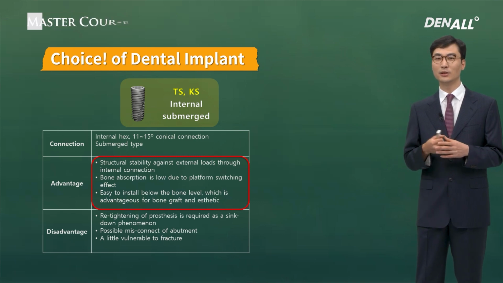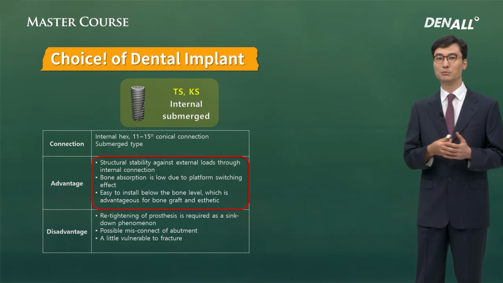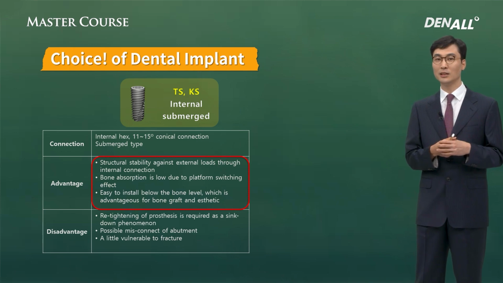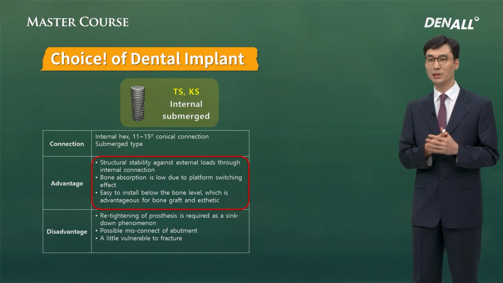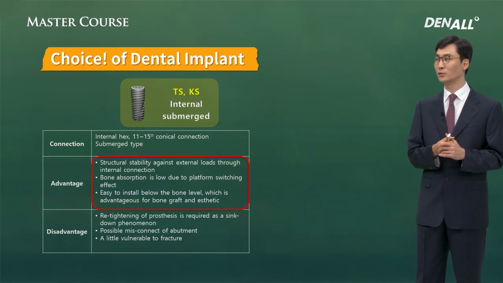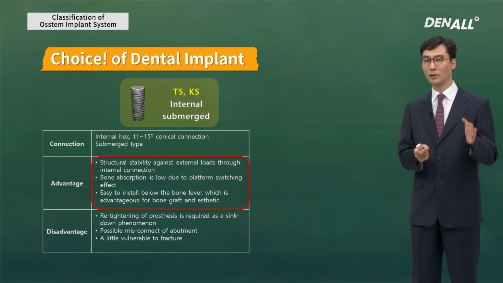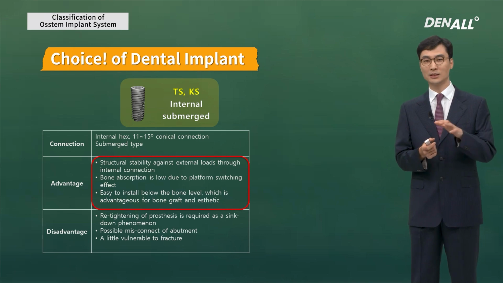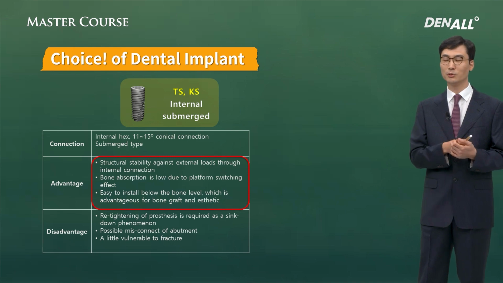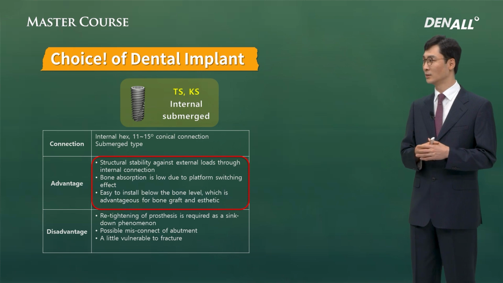KS and TS internal submerged implants. The structural stability against external loads through internal connection, and the bone resorption is low due to the platform switching effect, and it is easy to install below the bone level, which is advantageous. The second surgery can be done simply, even with big GBR in the first surgery. If you remove the top bone properly, as you saw before, the second surgery is done simply because the healing abutment can be easily connected.